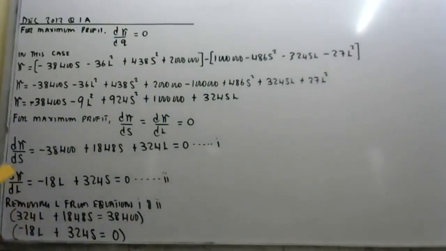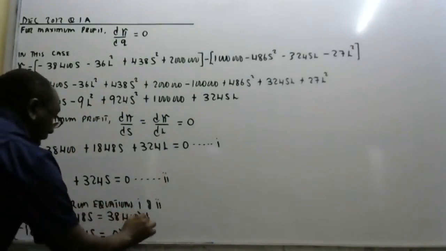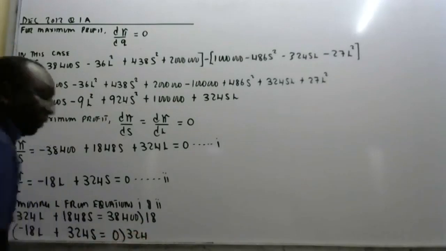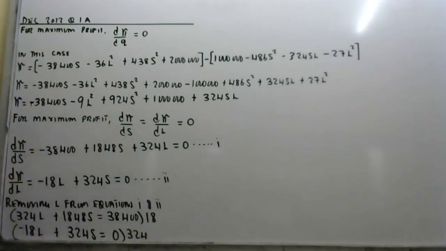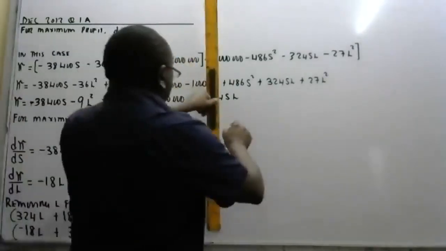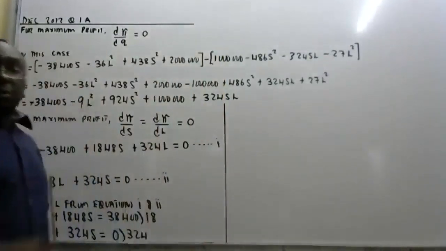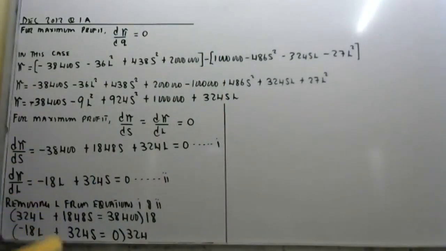So we multiply by the opposite coefficients. Here I will multiply by 18, and here we multiply by 324. It's not a must, you take the negative sign, but if you wish, not a problem. But we normally recommend you don't carry the negative sign. It's always easier to work with positive. So now tell me 18 times 324.